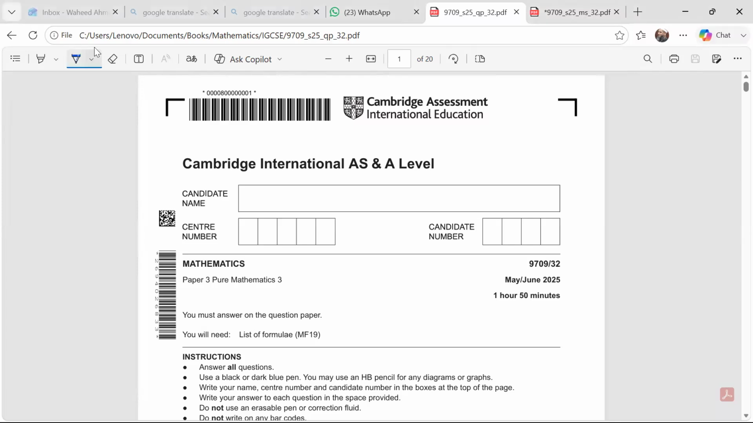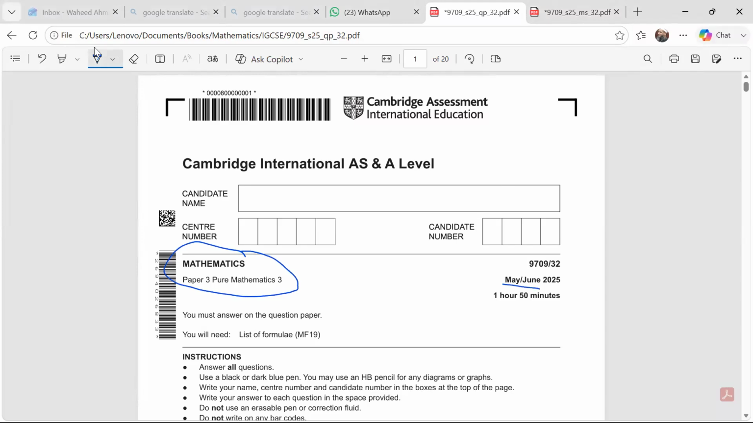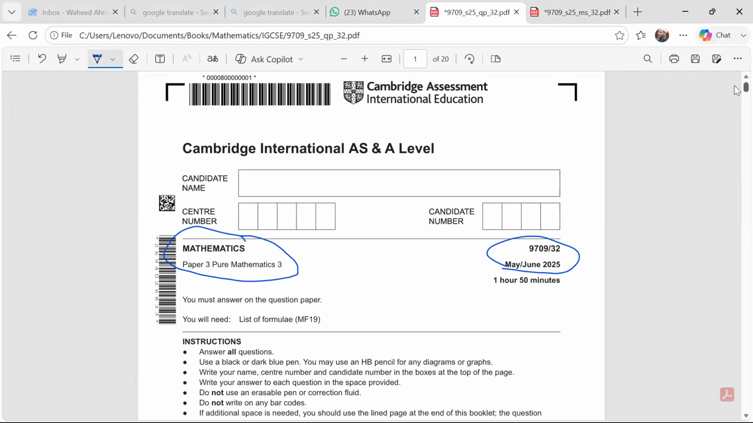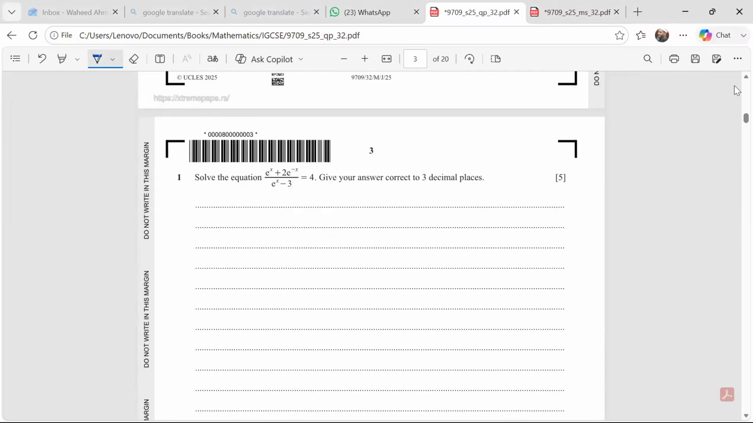Right now I have this Mathematics Paper 3, Pure Math 3, from May/June 2025. So let's start. Question number 1.